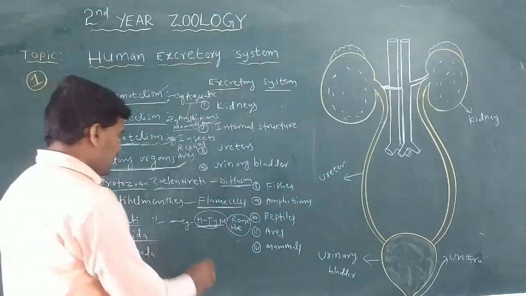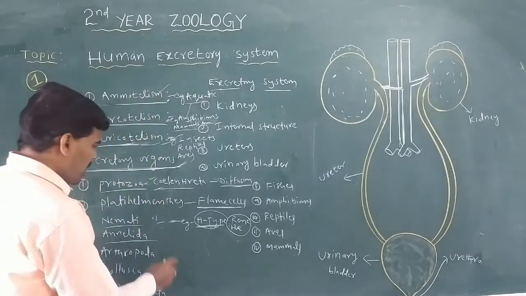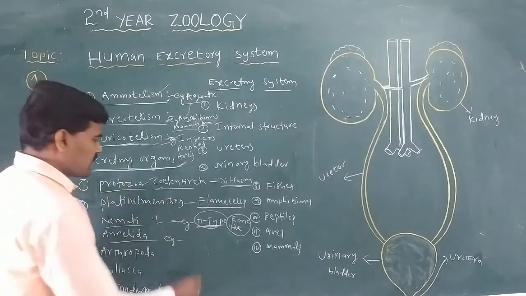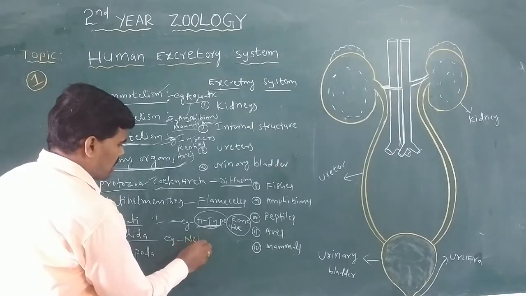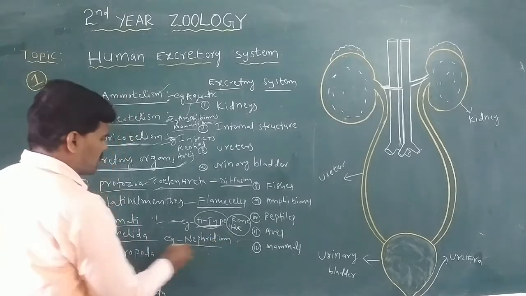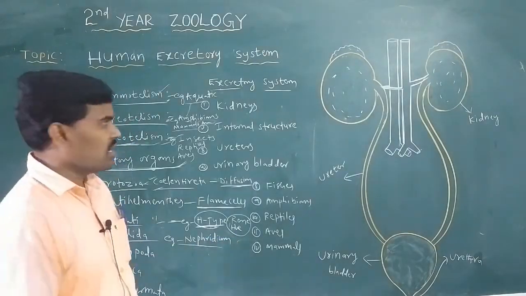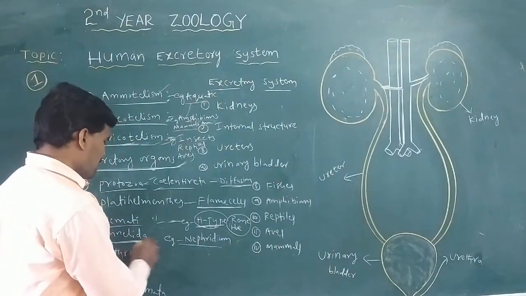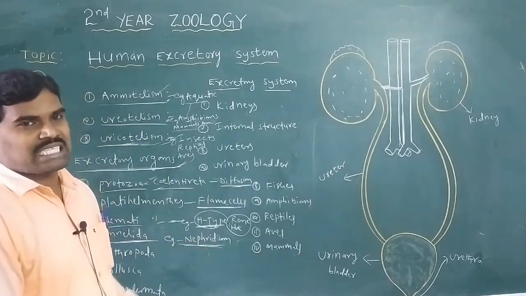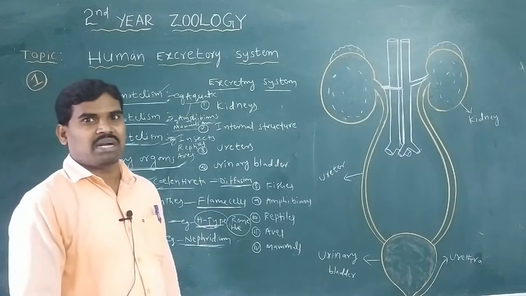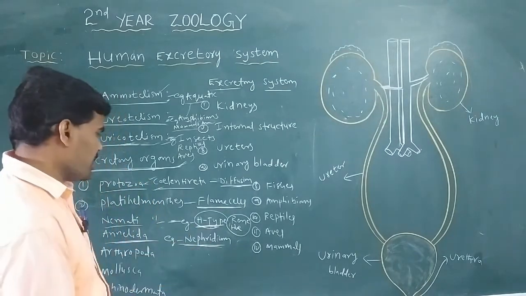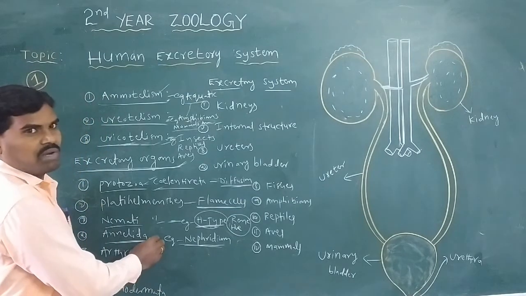Next, the Annelida phylum. Which type of excretory organs? Nephridia. In the Annelida phylum, nephridial type excretory organs are present, and the excretory materials are sent out of the body through the nephridia.